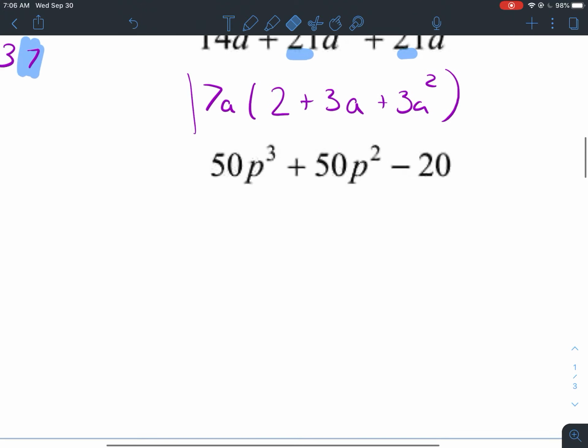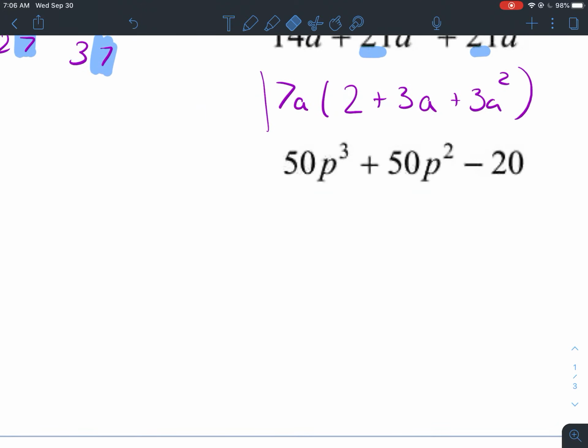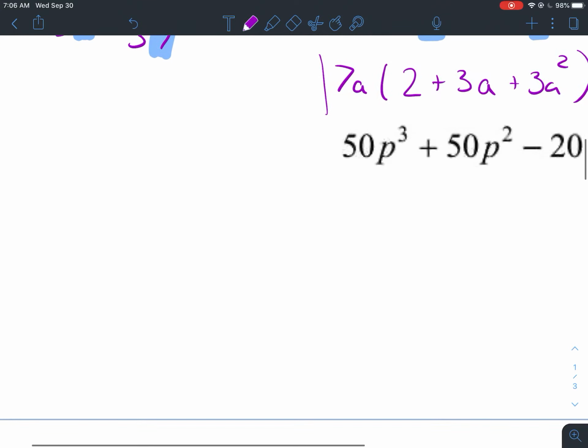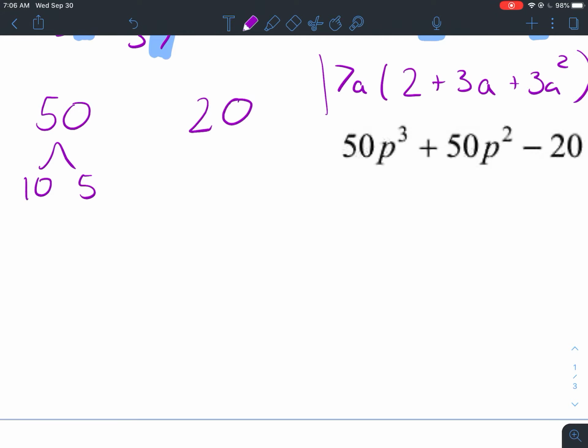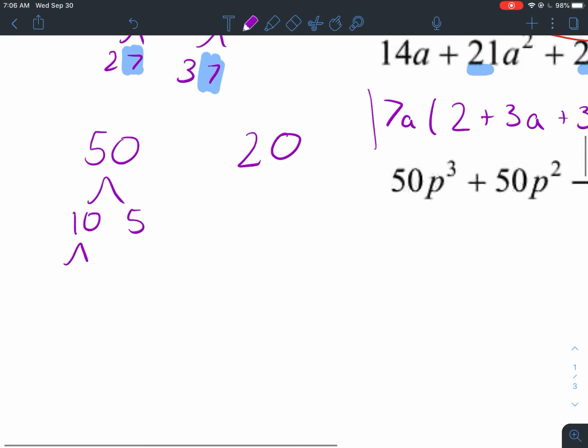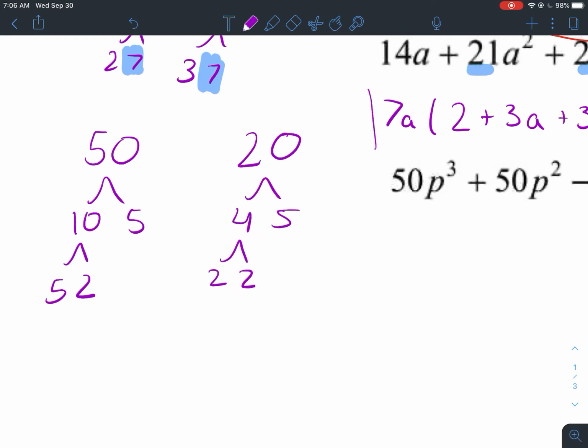All right, so then the last one here, we've got 50, 50, and 20. All right, so let's make a factor tree for 50 and a factor tree for 20. So let's see what we can break 50 down into. We get 10 and 5, and then 5 and 2. I get 4 and 5, and then my 4 can get broken down into 2 and 2.